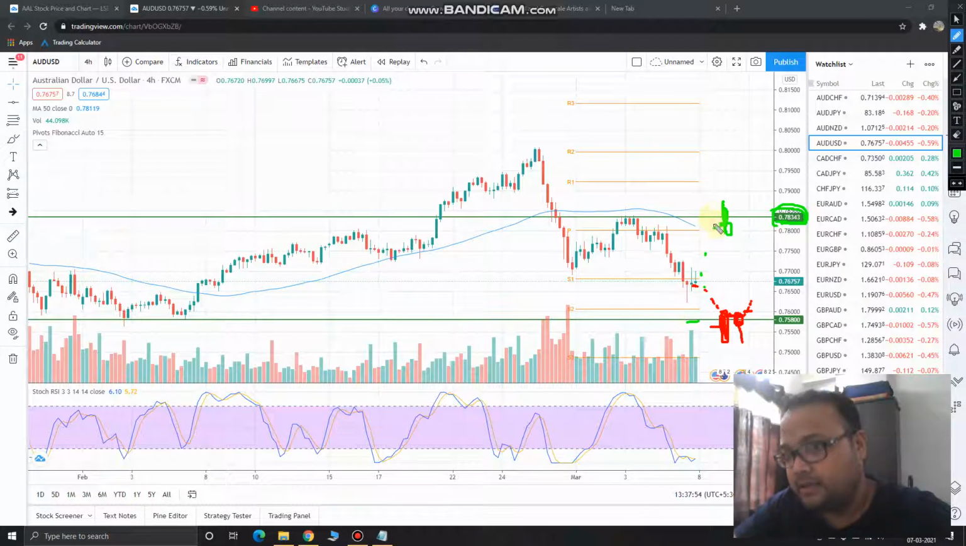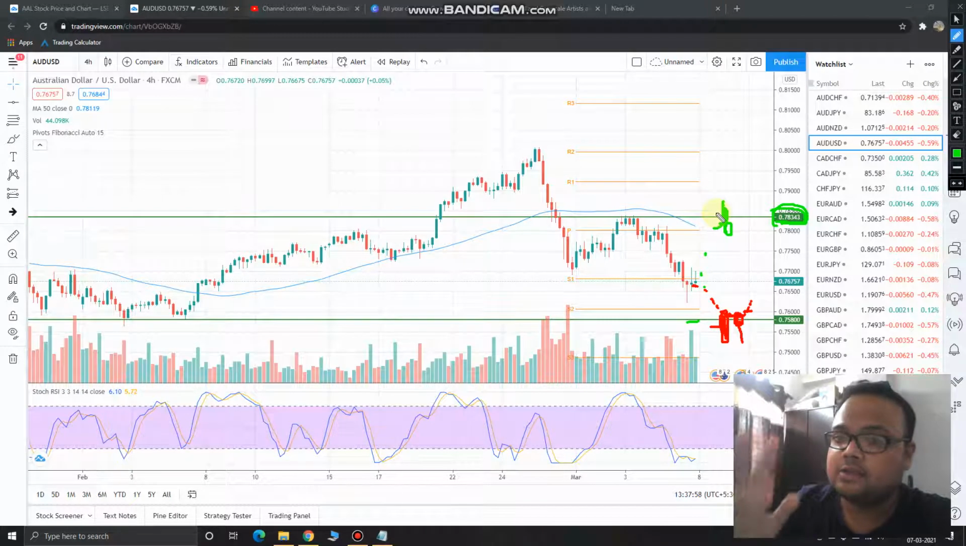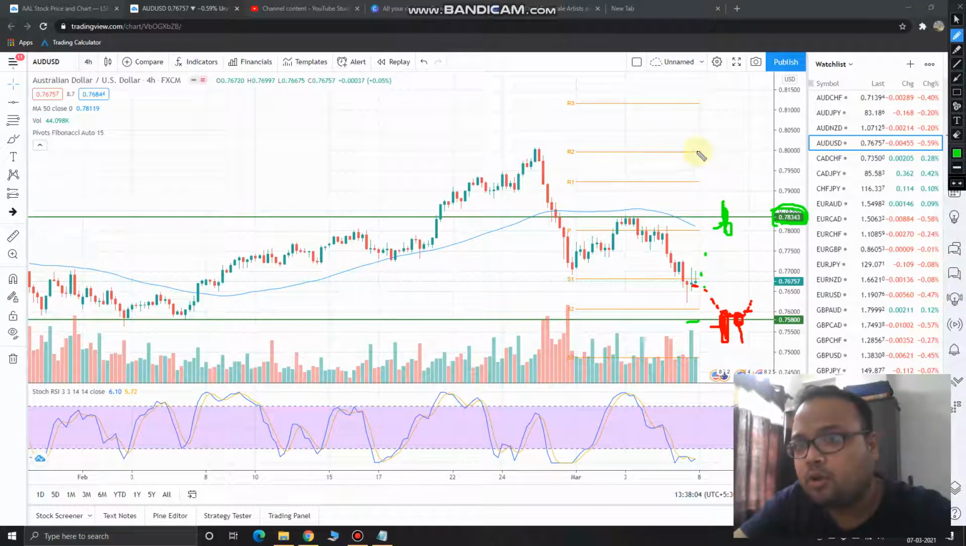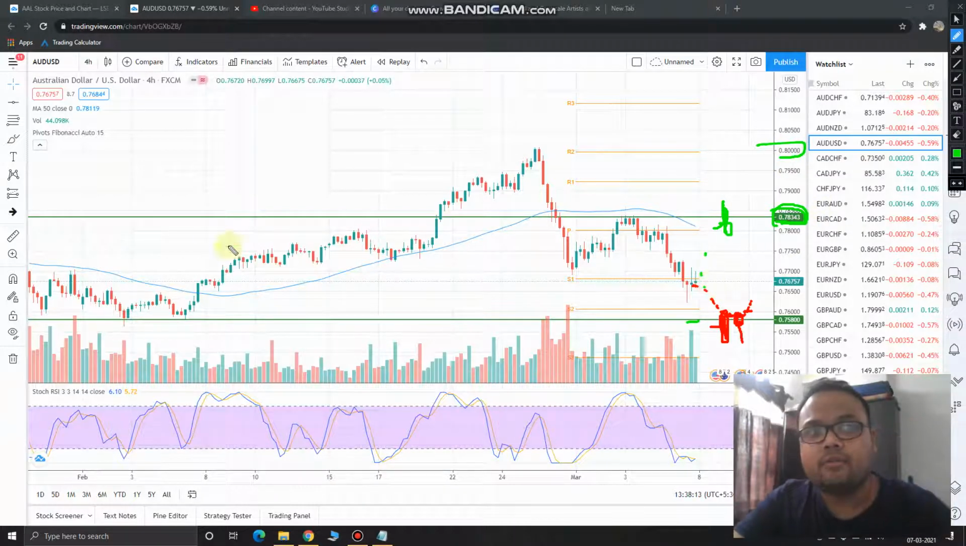And in case you get a breakout, remember you need to wait for 1 hour so that you can get the confirmation that yes, the resistance has become a support. At that point of time you can go long and your target will be 8000. So these are the two levels that you need to watch on Monday for AUD USD.